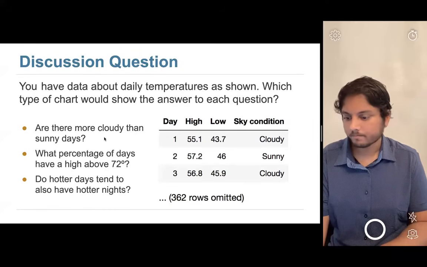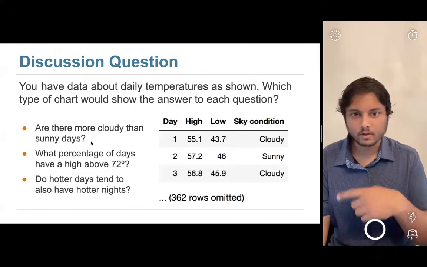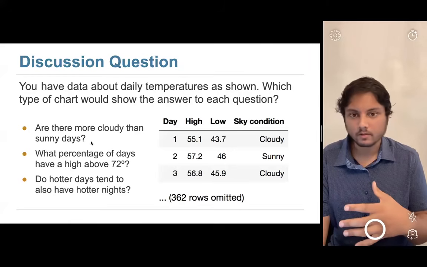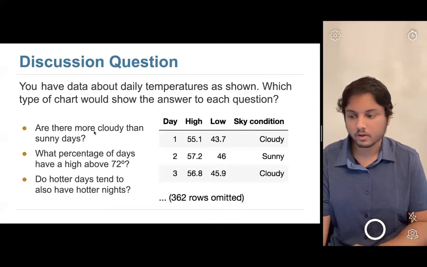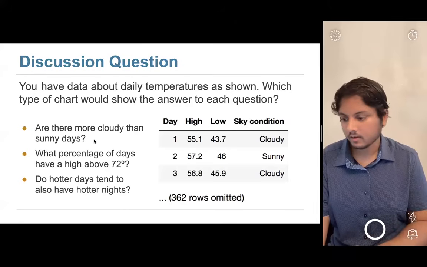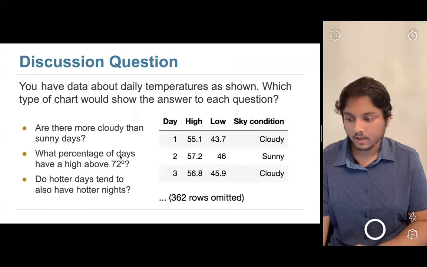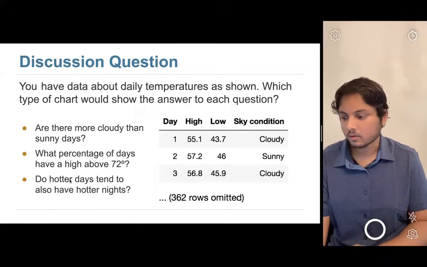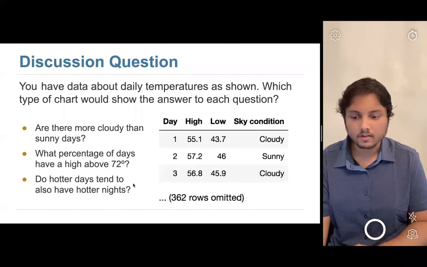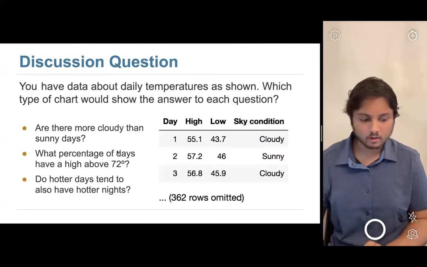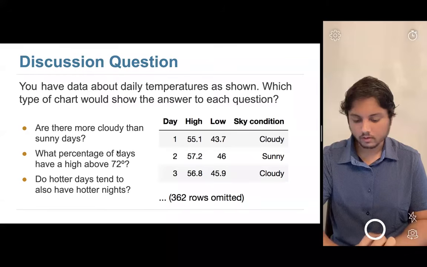And so the question basically is, which type of chart that we just talked about in the previous slide is the best one to use to answer each of these questions? So, are there more cloudy than sunny days? Which chart would we use for that? What percentage of days have a high above 72%? How would we answer that? And then, do hotter days tend to also have hotter nights? Which chart would we use for that? So think about that for a minute or so, and then we'll go over the answer.